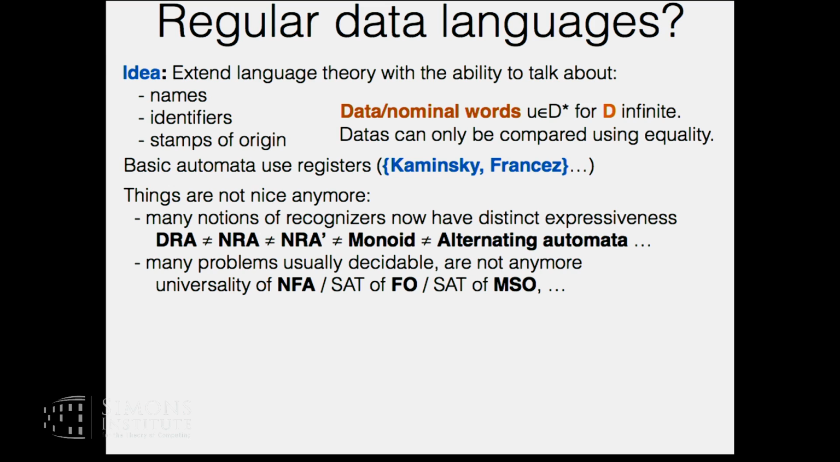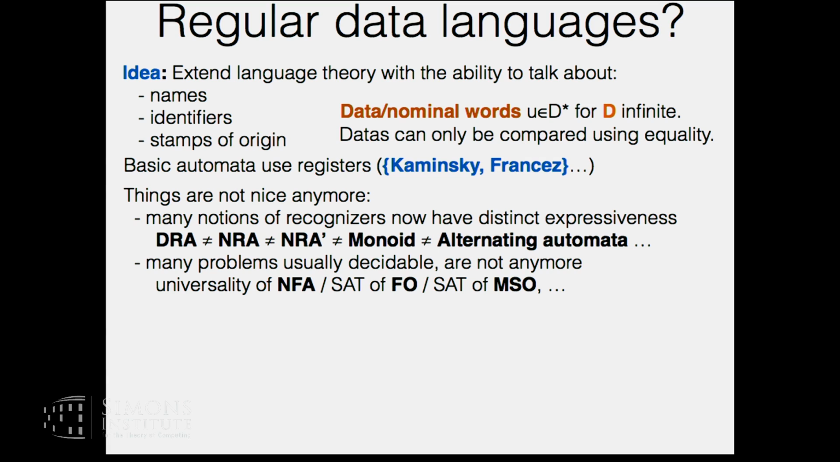But when you go in this direction, you suddenly discover that the world is not so nice. Even if this model looks like the simplest you can imagine, deterministic is not the same as non-deterministic, and there are even several versions of non-deterministic. It's also different from being monoid. It's also different to be alternating. Well, everything is different. Nothing works. And even worse, if you want to solve the basic questions that usually are decidable for languages, typically emptiness or universality, then you turn out to be very quickly undecidable.